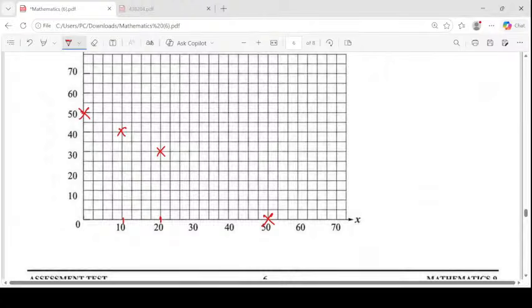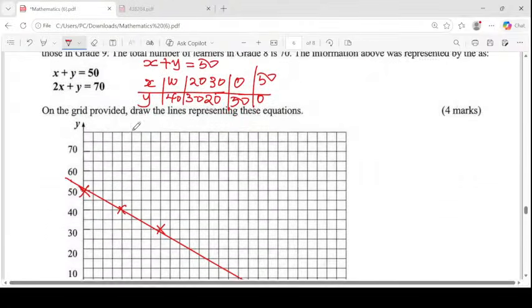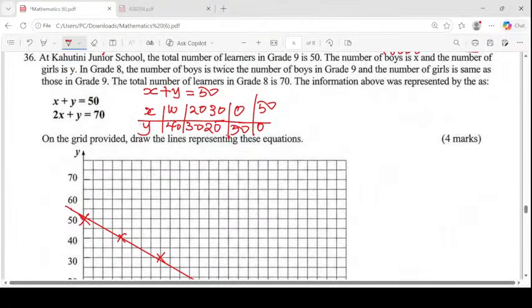So I hope you've seen exactly what is happening, because once we have finished this plotting, we are now supposed to draw the line. Let me draw the line. That is the line. Then let's get another point here.